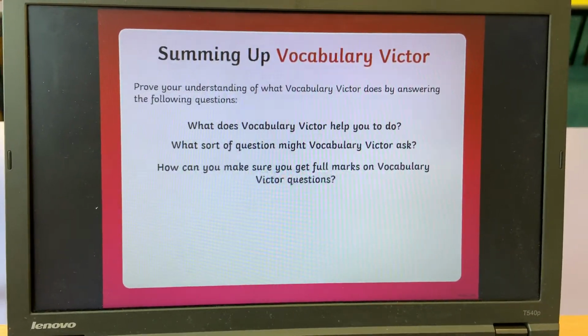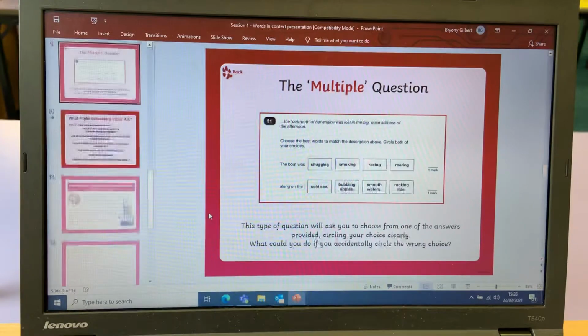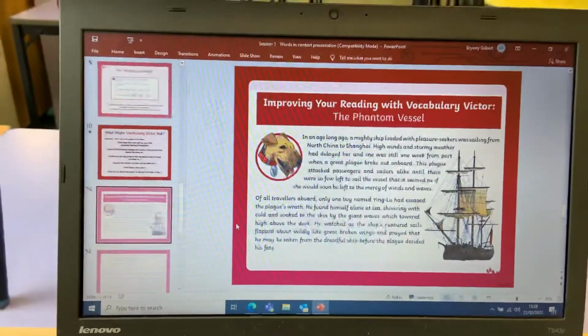So Victor Vocabulary helps you. Oh, 1 second. I skipped a couple of answers. Right, so we'll go back to that at the end.